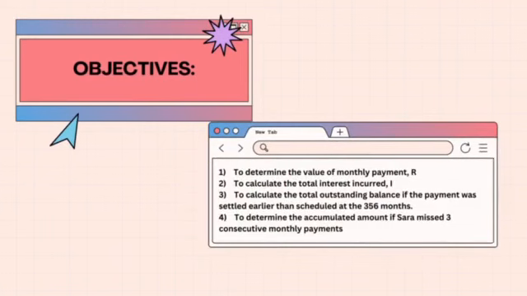Objectives for the annuity case study. The first, we have to determine the value of the monthly payment R. The second is to calculate the total interest incurred I. And the third, to calculate the total outstanding balance if the payment was settled earlier than scheduled at the 356 months. And the last is to determine the accumulated amount if Sarah missed 3 consecutive monthly payments.